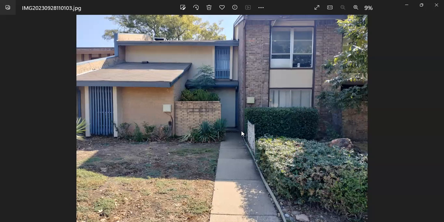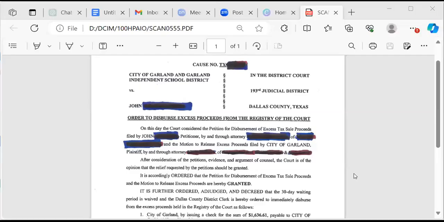So long story short, all the documents had got filed and everything, and I am getting ready to share with you. Okay, so I'm gonna go back and reshare it because it didn't like when I did that. All right, thank you, Zoom. So this is the order to disperse excess proceeds from the registry of the court.